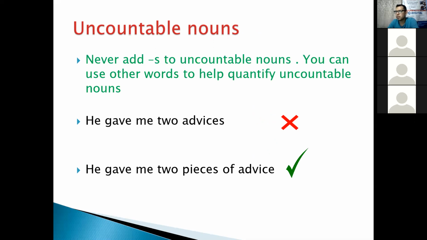It's not correct to say, he gave me 2 advices. It's not correct. The correct way will be, he gave me 2 pieces of advice. In that way, we can quantify.